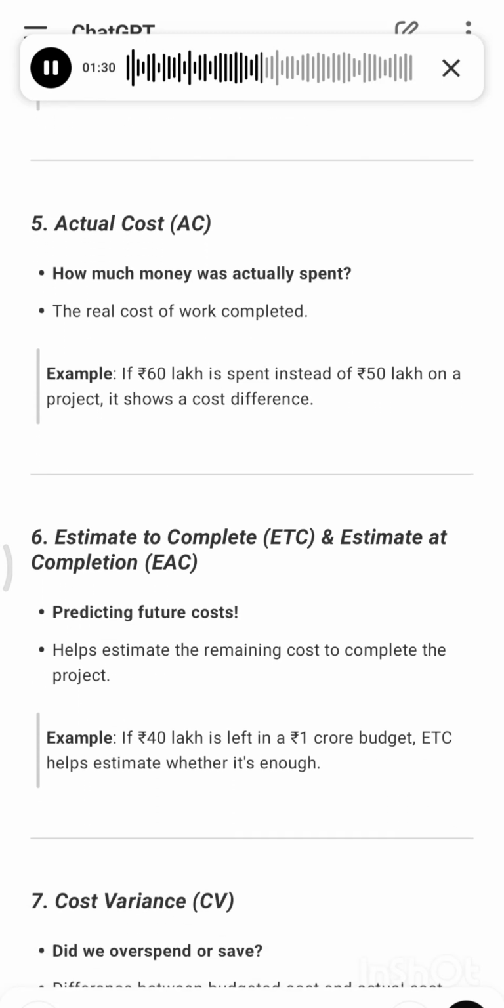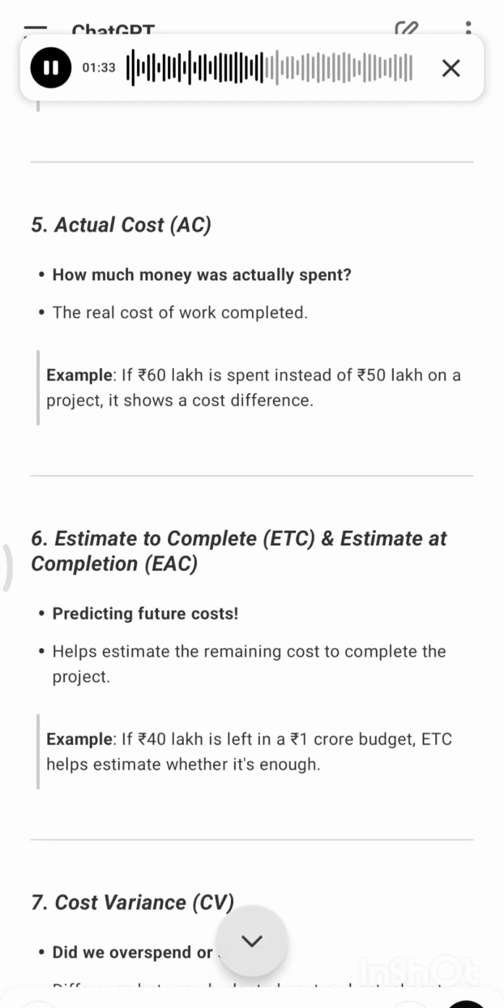6. Estimate to complete, ETC, and estimate at completion, EAC. Predicting future costs, helps estimate the remaining cost to complete the project. Example, if 40 lakh is left in a 1 crore budget, ETC helps estimate whether it's enough.